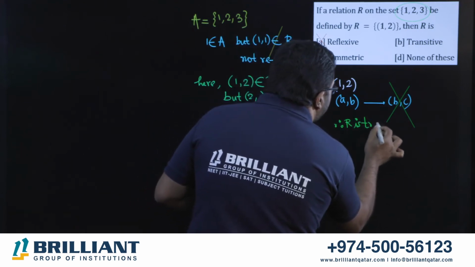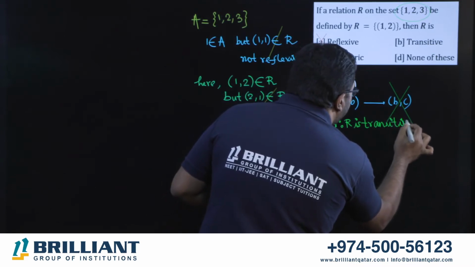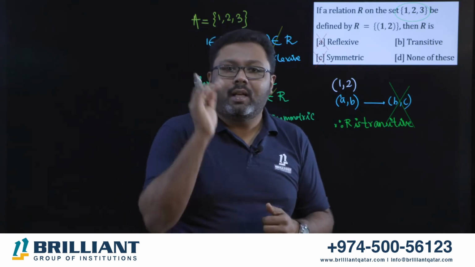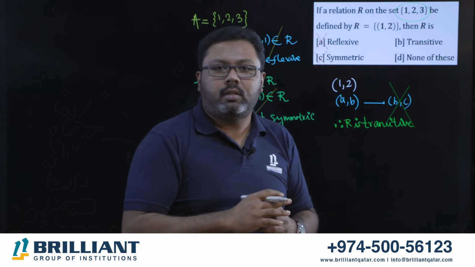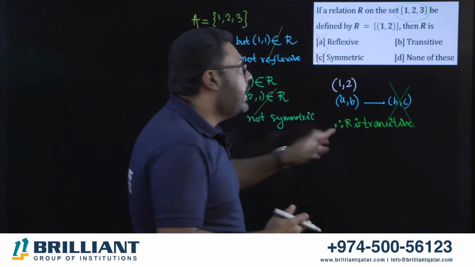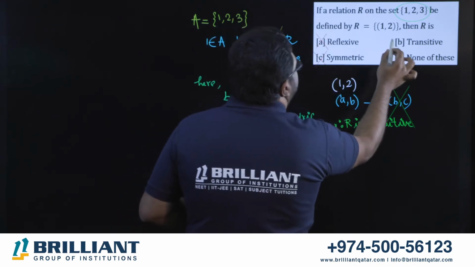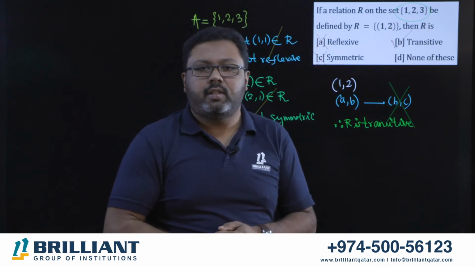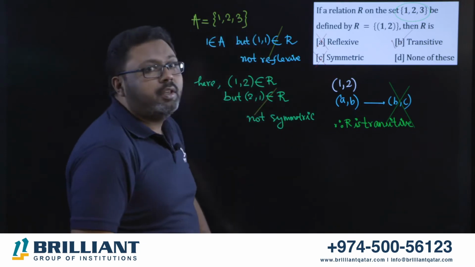R is transitive. This is the most confusing thing for many students when it comes to a board exam. Why is it transitive? Remember, I would want you to always think in terms of not being transitive. So is it transitive? Yes, definitely. My answer is option B, which says this relation R is transitive. Please keep in mind, it's a very, very important question.